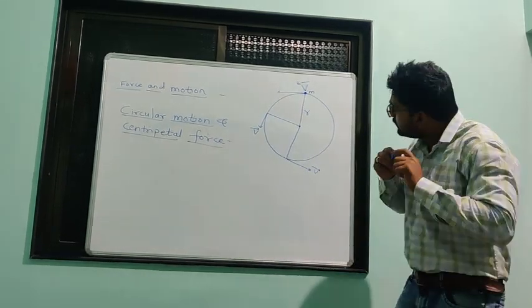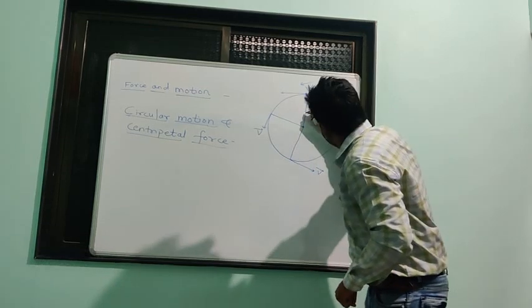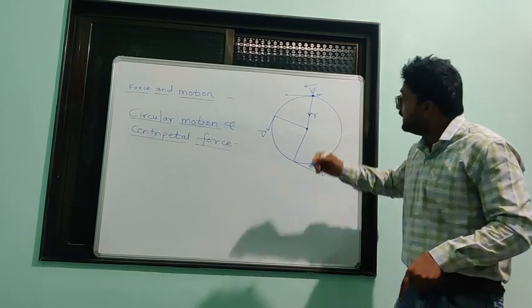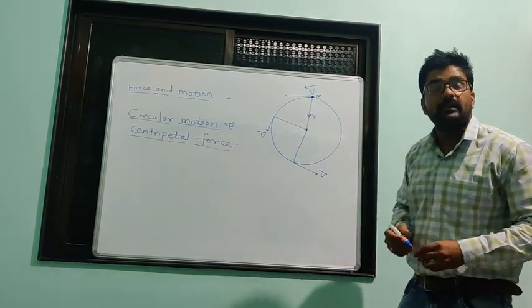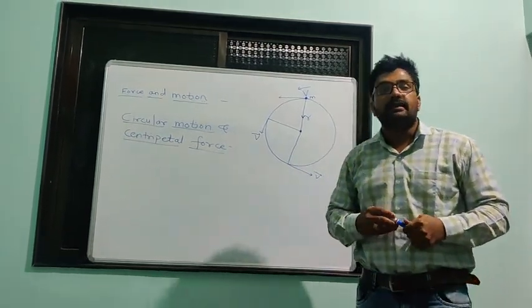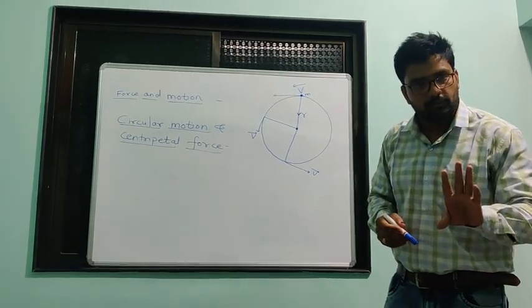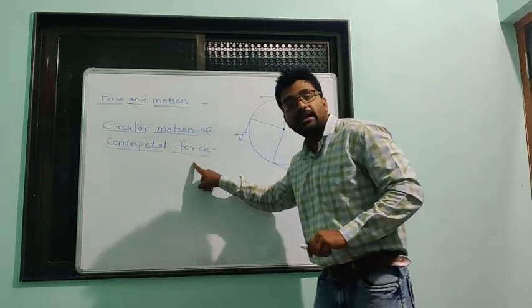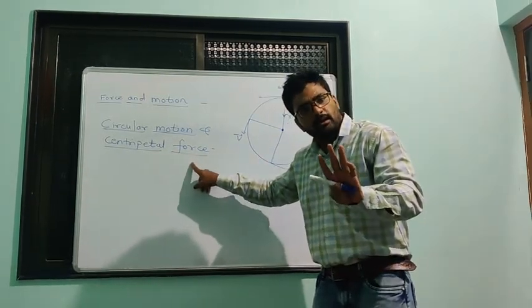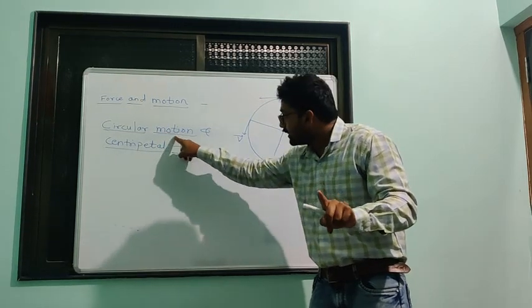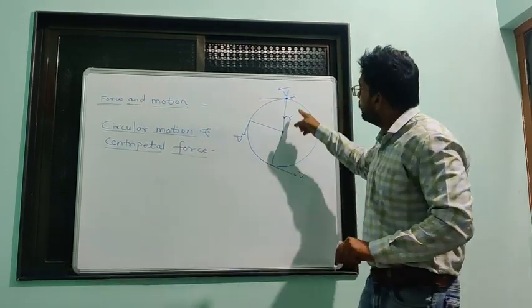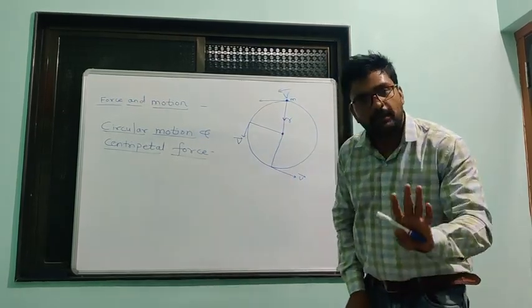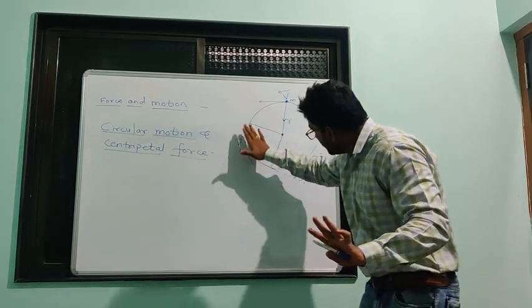This force is always towards the center, always inward. That is why it is also called the center seeking force. We call it center seeking force or centripetal force. Understood? Circular motion means the motion of an object on the circumference of a circle.